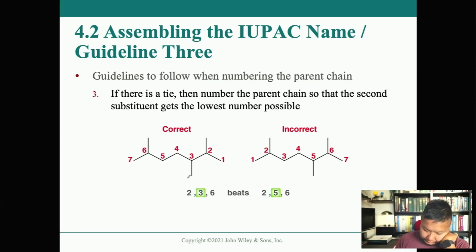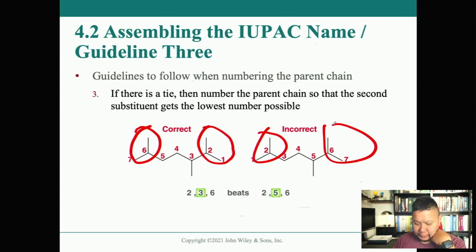Let's try this again. If there's a tie, then number the parent chain so that the second substituent gets the lowest number possible, right? So here we go. There's a tie here. These are the same, right? Those are the same. So that's a tie. They both have methyl groups, one away from the end on each side. So now it comes down to the second substituent group. And here, the second substituent group has the lowest number because it's on the third carbon. So that's why you would say 2,3,6, right? Second carbon, third carbon, and then the last methyl group on the 6th carbon. This is wrong.